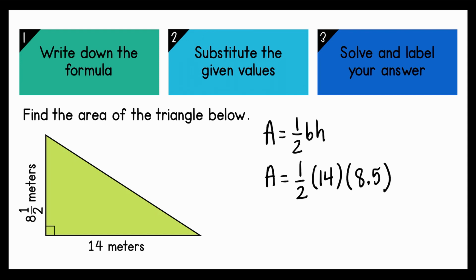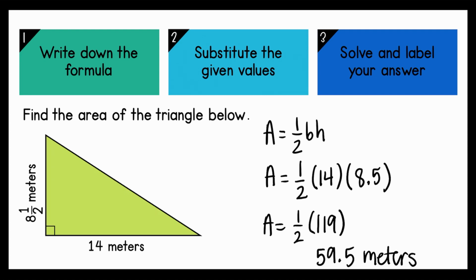I'm going to go ahead and make that a decimal to make it a little bit easier on myself. Then I like to multiply the base and the height together and then multiply by 1/2, or you can divide by 2 because those are the same thing. So 14 times 8.5 gives me 119. Then I multiply by 1/2, and that gives me an area of 59.5 meters. And those are square meters because we're talking about area.